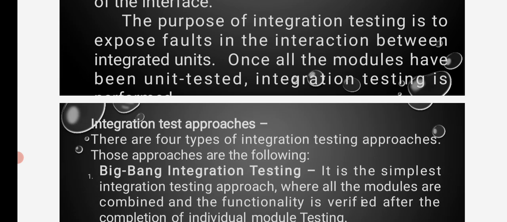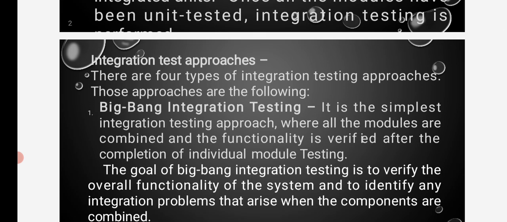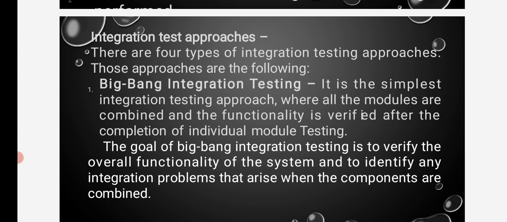Integration test approaches. The four types of integration testing approaches are the following. First one is Big Bang integration testing. It is the simplest integration testing approach, where all the modules are combined and the functionality is verified after the completion of individual module testing.